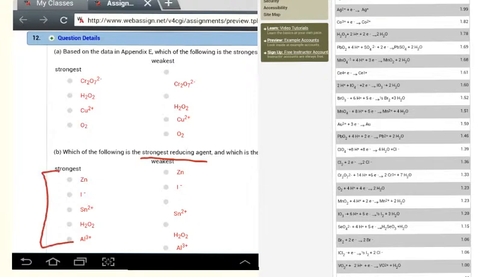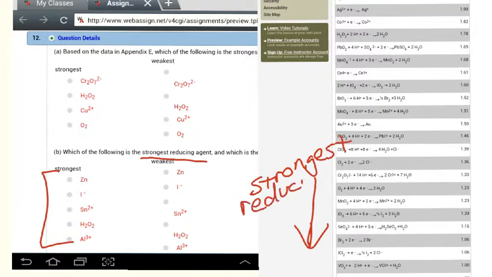But essentially the idea is, of course, if we want something that's a strong reducing agent and it's going to be easily oxidized, well, if it's going to be easily oxidized, it's not going to be reduced very easily. So we're going to be looking for things at the very bottom. The very bottom of the table are the strongest reducing agents because they get oxidized easily. So for these, you're going to need to find the one at the bottom of the table.